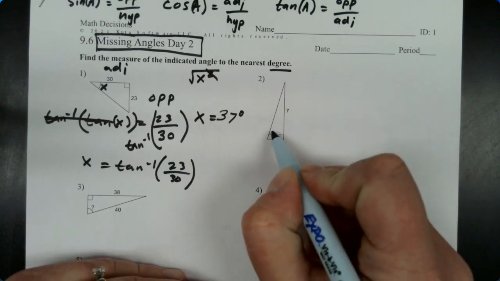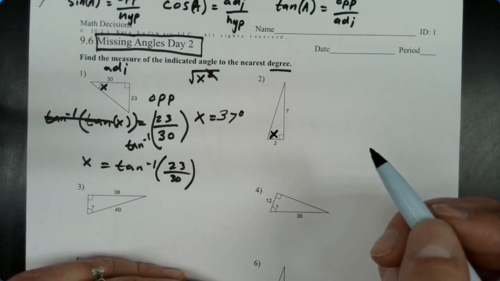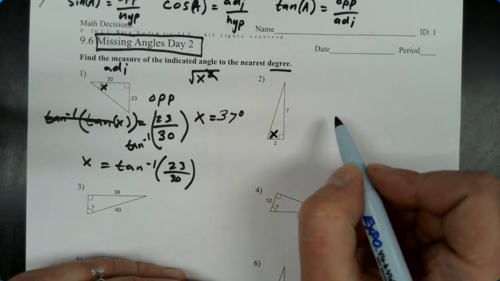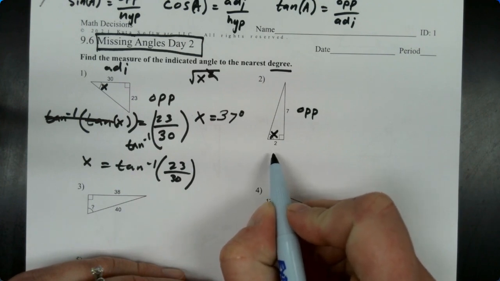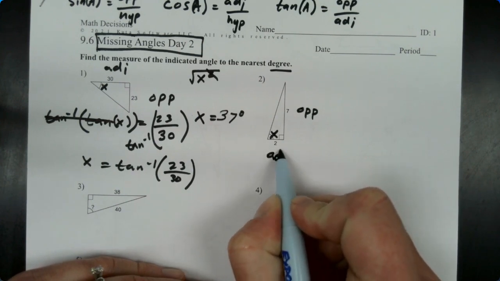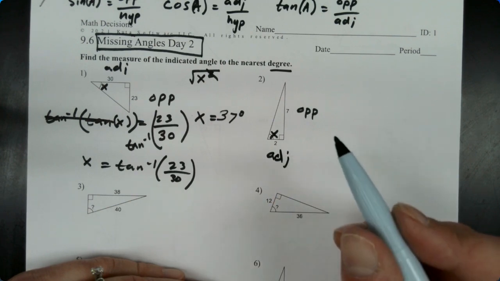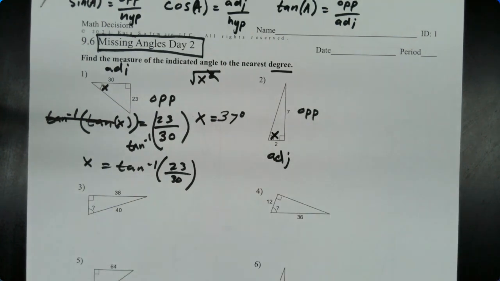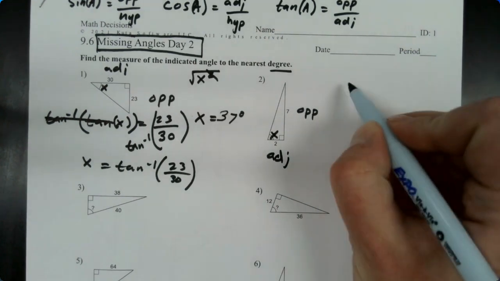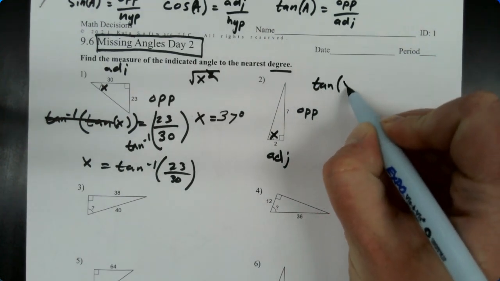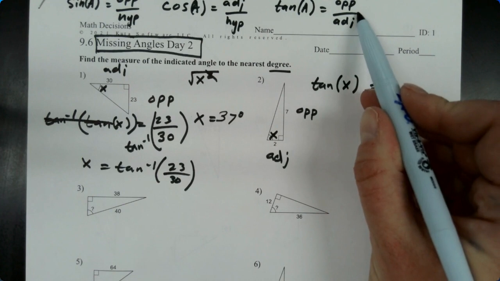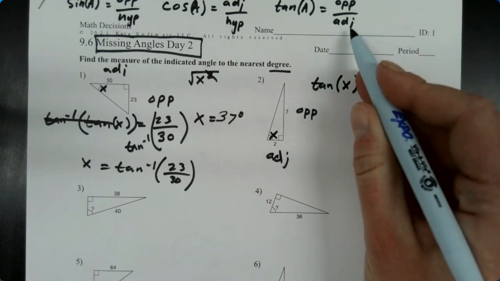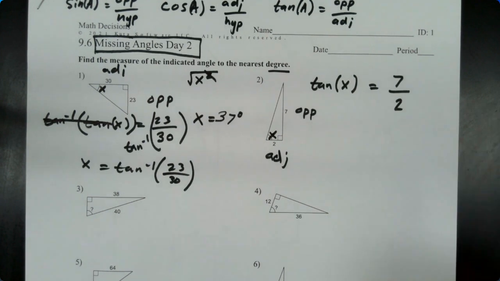So I like to call my angle X, and then we need to label the sides. So what would 7 be? Opposite. Good. And then 2 would be adjacent. Very good. And so what relationship are we going to use? Tangent. Good. So we're going to say tangent of our angle is equal to the opposite side, which is 7, over adjacent side, which is 2. Okay. And then what do we do from there?